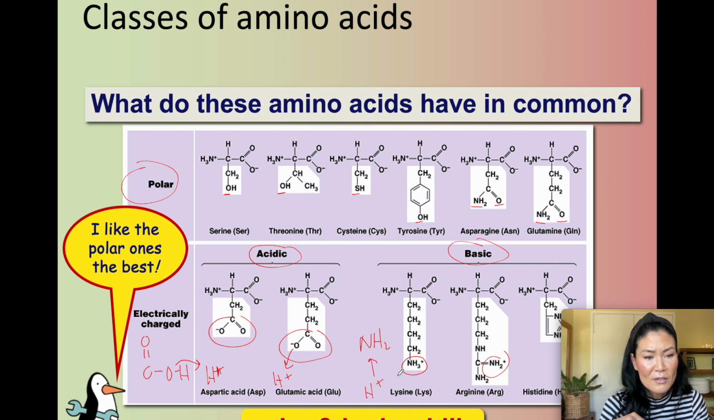Okay? And this is our little penguin who says, I like the polar ones the best because penguins live in the South Pole. Get it?